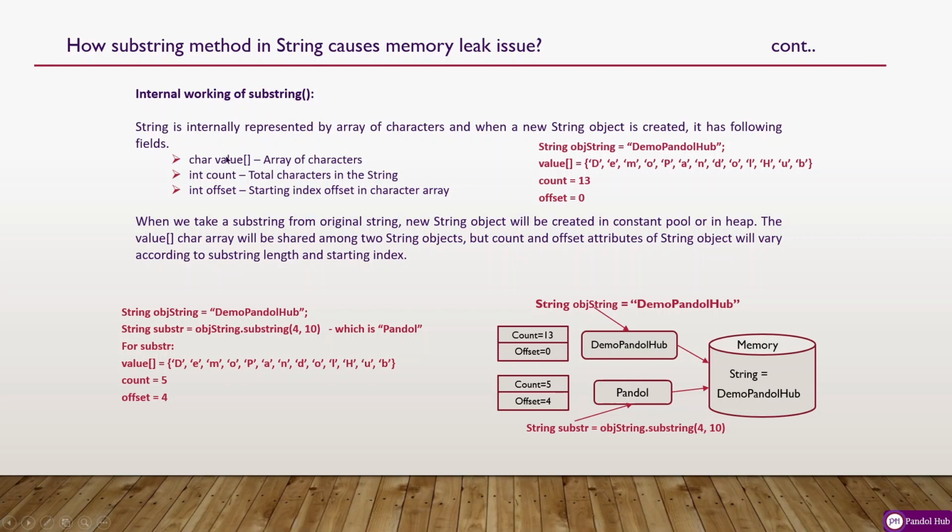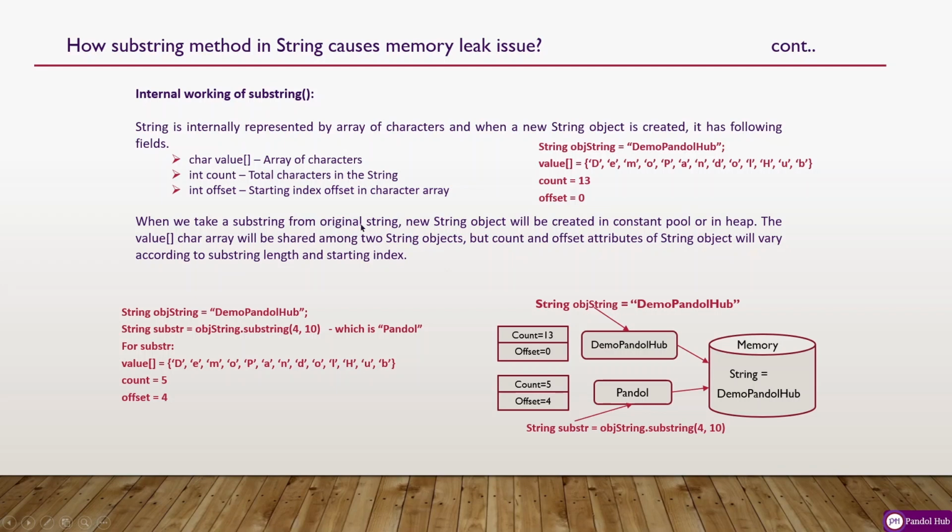The first one is the character array, which stores all the characters of the string individually. And there are two integer fields: count, which is the total number of characters in the string, and offset, which represents the starting index in the character array. For example, we have a string object assigned the value demo pandol hub. The character array includes all the characters in the string individually, count represents the total characters, which are 13, and offset represents the starting index, which is 0.